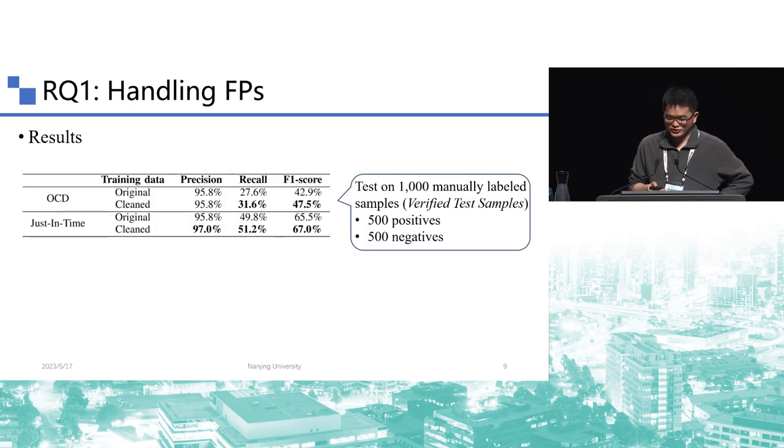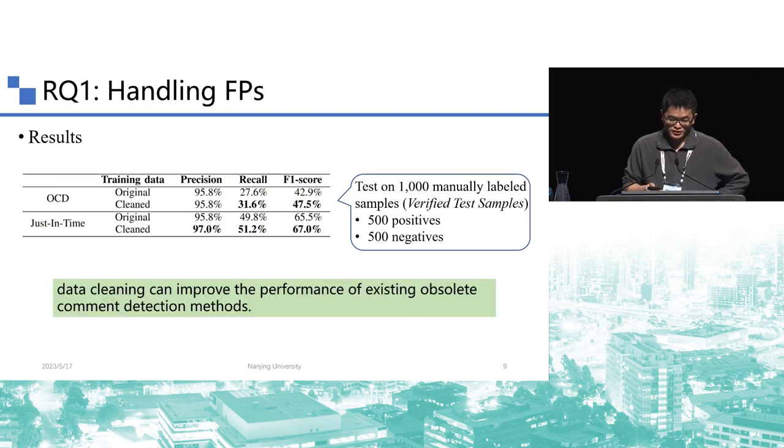The results are listed on the table. All models are tested on the same 1,000 manually labeled samples. The results show that data cleaning can improve the performance of existing ObsoleteComment detection methods.